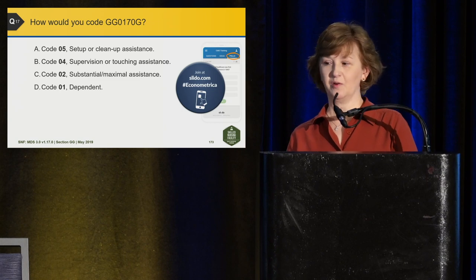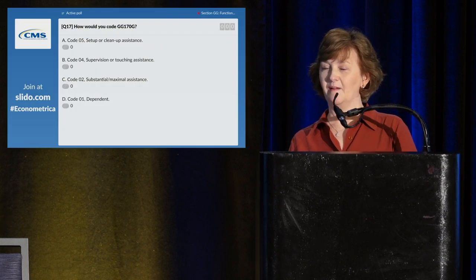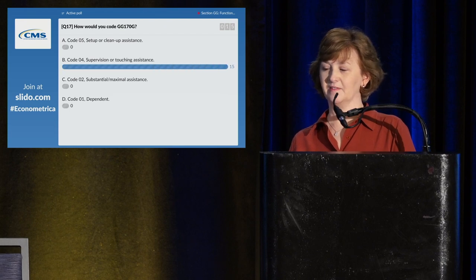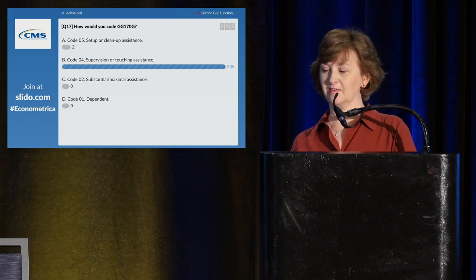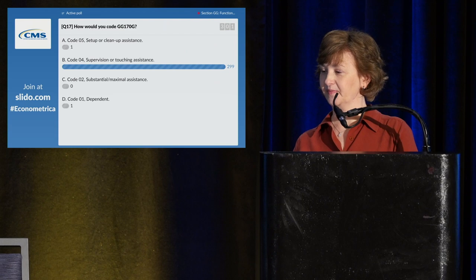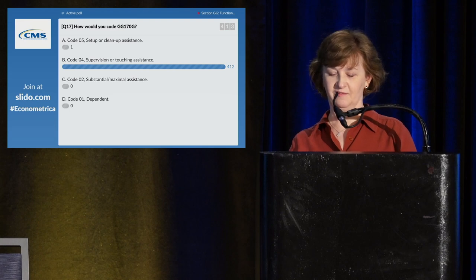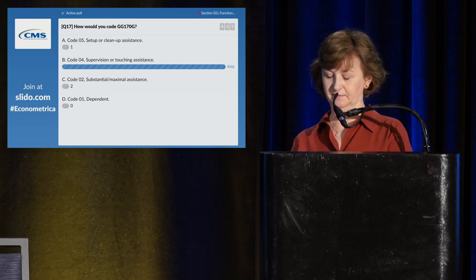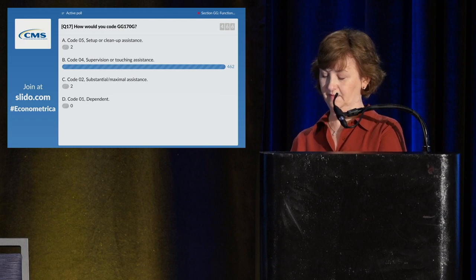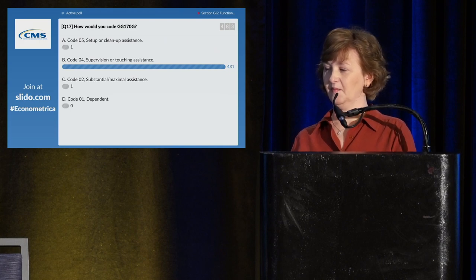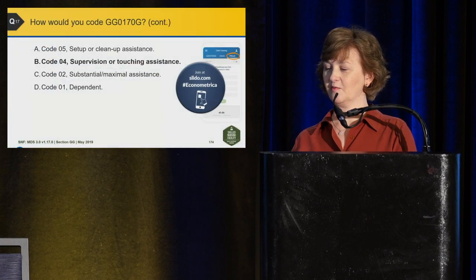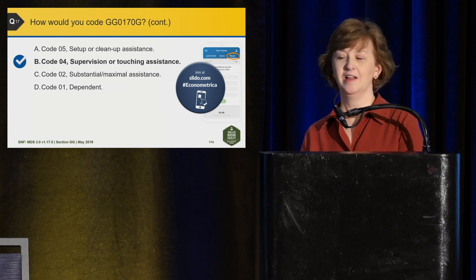So let's see what you think about the coding for this particular example. The options are 5, setup, cleanup assistance, 4, supervision or touching assistance, 2, substantial or maximal assistance, and 1, dependent. So it looks like a fair number of people have responded already. I'll give you another few seconds. Okay, looks like it's slowing down, so we will go ahead and see if the correct answer is what most of you coded, and indeed it is, level 4.